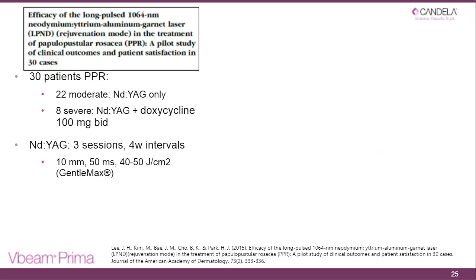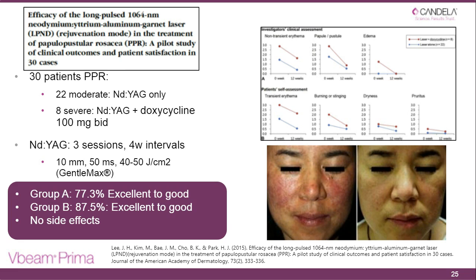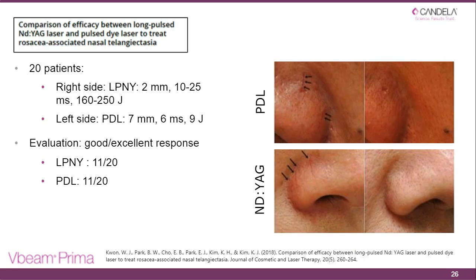More precisely, when you treat patients with papulopustular rosacea, this article includes 30 patients. They separate patients with moderate rosacea, to whom they apply Nd:YAG only, and patients with severe rosacea, where they apply the Nd:YAG combined with doxycycline. They do 3 sessions with gentle settings: 10 millimeters, 50 milliseconds, a very long pulse, and between 40 and 50 joules per square centimeter. And as you see here, the erythema, the papules and pustules, the edema, and most of the questions asked for the patient self-assessment improve with these settings of the Nd:YAG, and both the moderate and the severe patients get an excellent to good response without any side effects, despite the combination with oral tetracyclines.